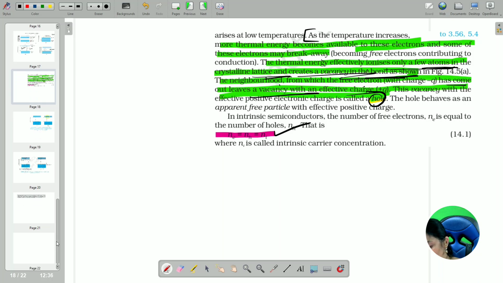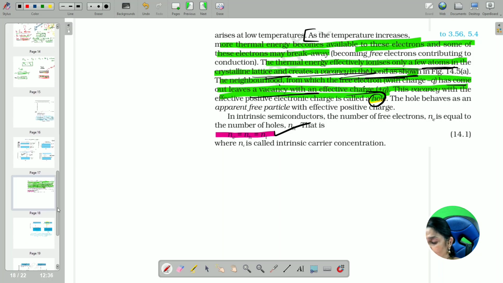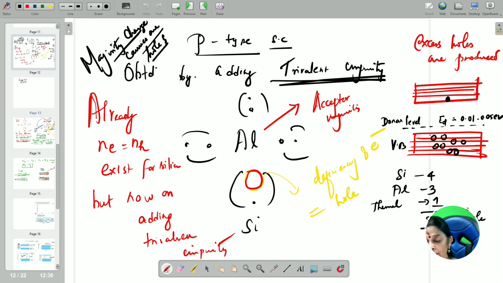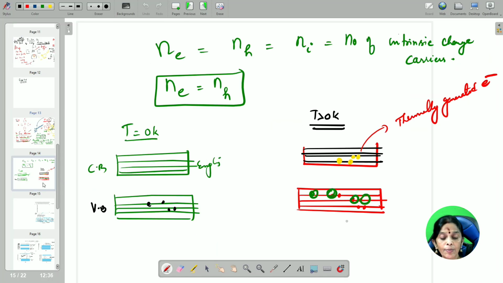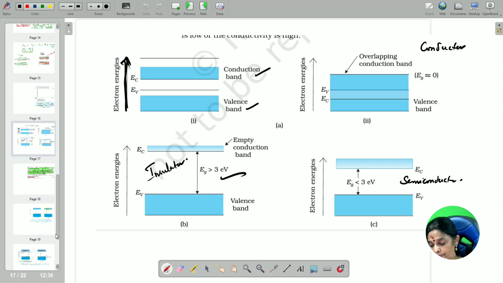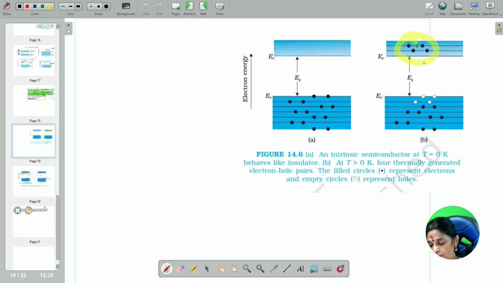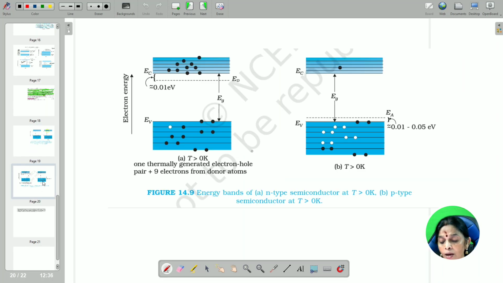Now, we are talking about the energy band diagram of N-type and P-type, which I have already shared with you. You can see the same thing. N-type semiconductor and P-type semiconductor. So, in the N-type semiconductor a donor level is created, whereas in the P-type semiconductor an acceptor level is created. So, hope you understand till this, children.